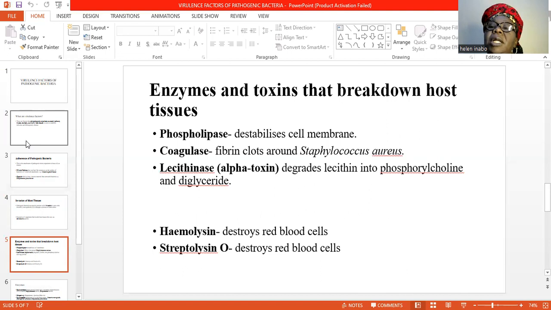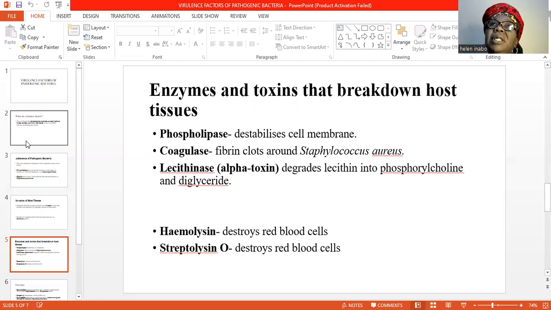The non-structural virulence factors include enzymes and toxins which break down host tissues. The first one is phospholipase. Phospholipase is an enzyme that is known to hydrolyze phospholipids. Phospholipids are found in the animal cell membrane, and if they are hydrolyzed, this leads to destabilization of the cell membrane.